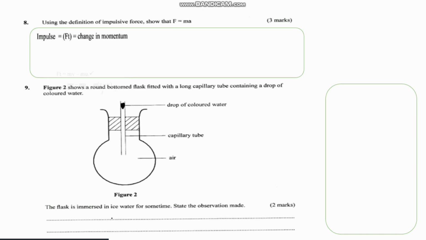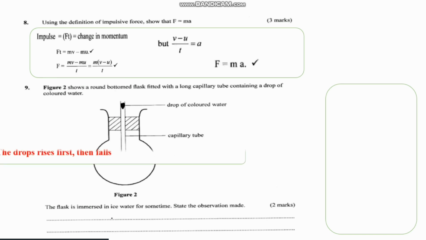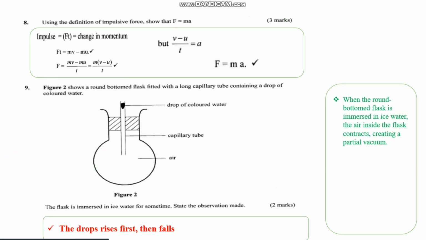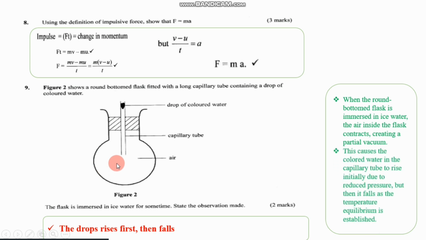You are supposed to state the observation made. In this case, the drop rises first, then falls. When the round bottomed flask is immersed in ice, the air inside the flask contracts, creating a partial vacuum. This causes the colored water in the capillary tube to rise initially. So when the partial vacuum is created, the drop rises fast, but then falls as temperature equilibrium is established.